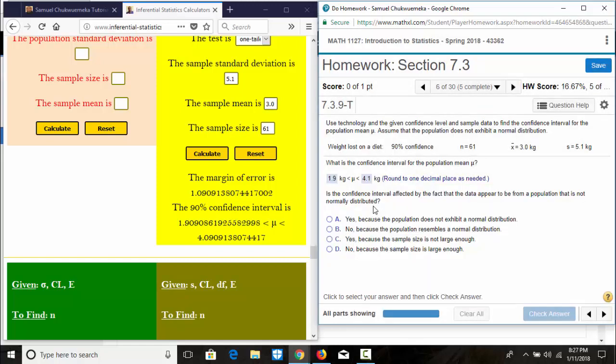It says, is the confidence interval affected by the fact that the data appear to be from a population that is not normally distributed? It is not, because the sample size is large enough. It is greater than 30. So you say no, because the sample size is large enough.